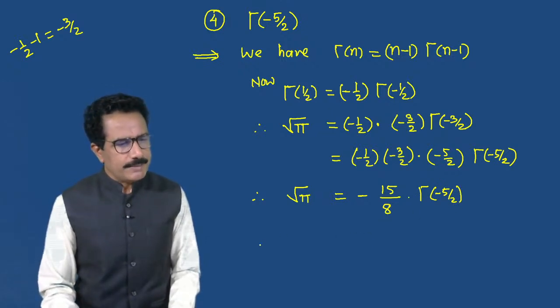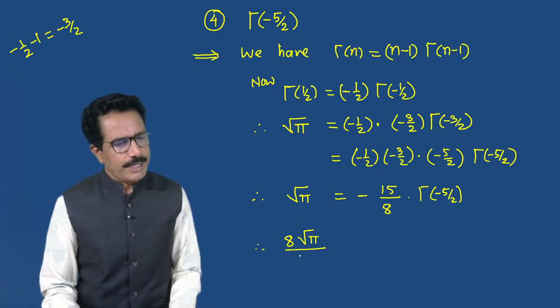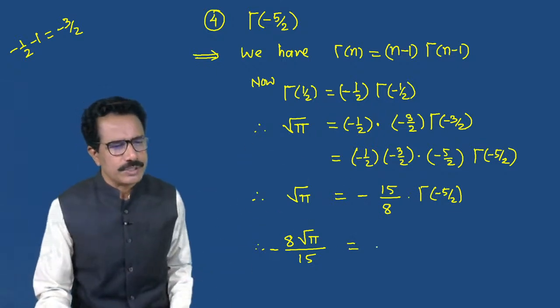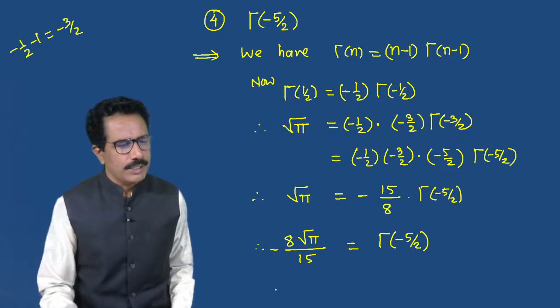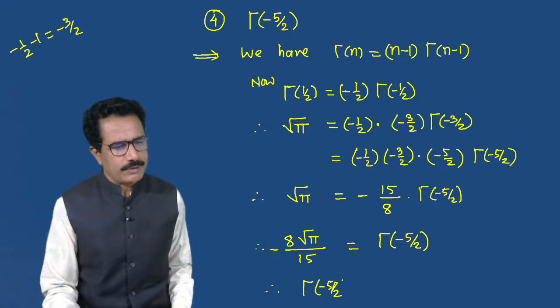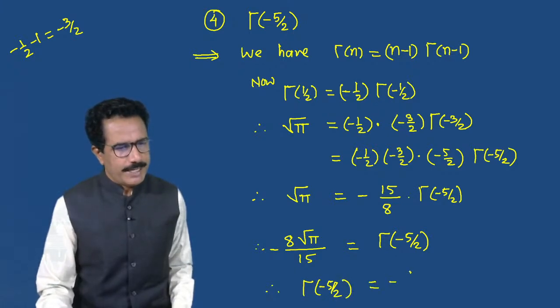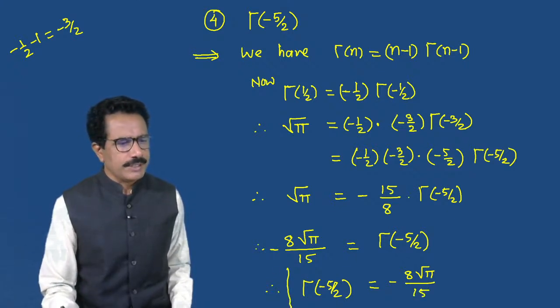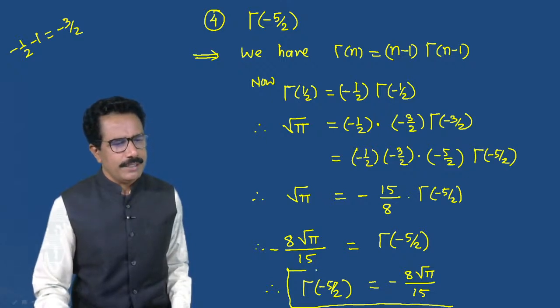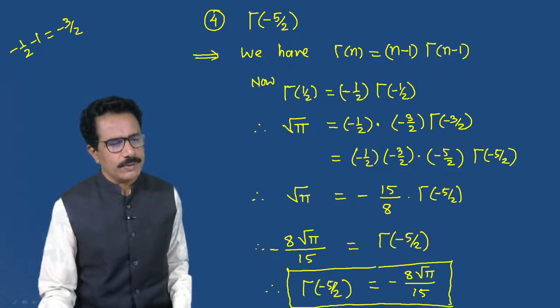Now transfer to the left side, therefore 8 root pi divided by 15, and you can take this minus, which equals gamma of minus 5 by 2. So we can write gamma of minus 5 by 2 will be minus 8 root pi divided by 15. Is it okay? So this is the required value of gamma minus 5 by 2.